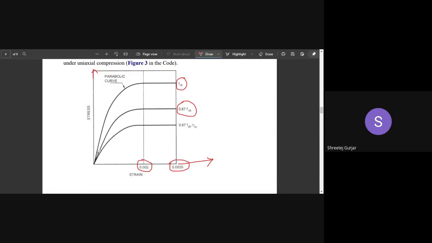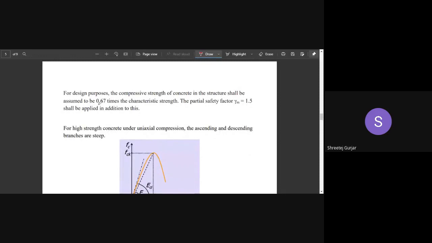This is what we call the design curve, wherein we assume that concrete shall attain only 67% of your characteristic strength. It will not attain 100% characteristic strength. It will only attain 67% of your characteristic strength. This is what we assume for your design purpose, for your safety.